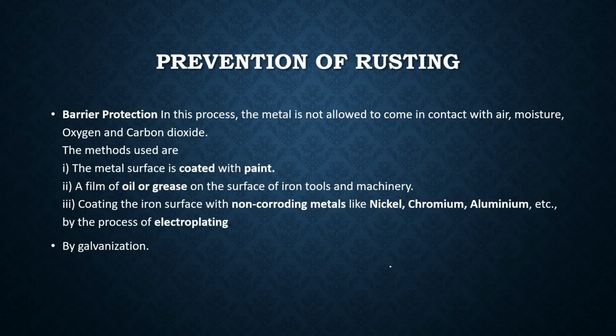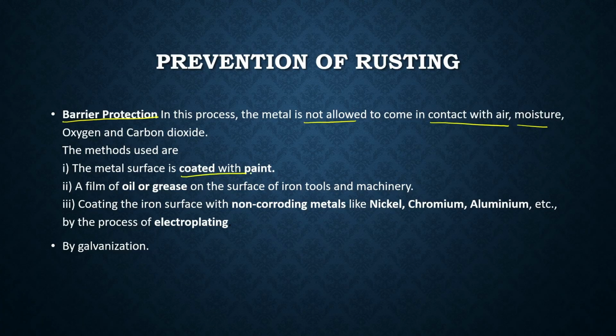So how can we prevent the rusting of iron? Let's see that. So that is by barrier protection. Now what is barrier protection? Barrier protection is a method by which we prevent the metal from coming in contact with air or moisture. So we have to prevent its contact. So how can we do this? There are various methods by which we can do this.